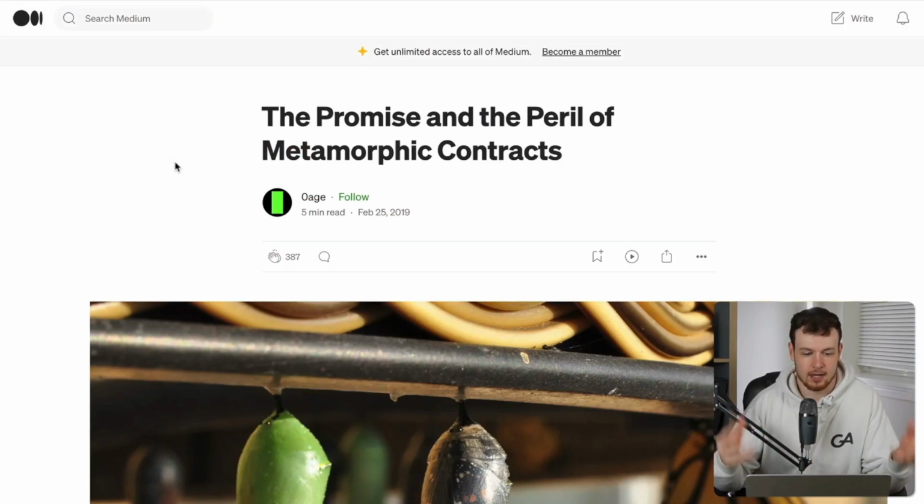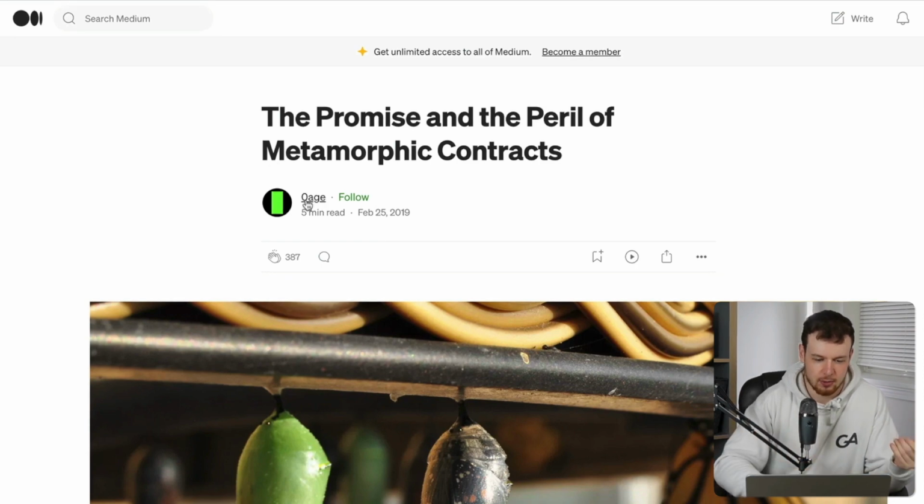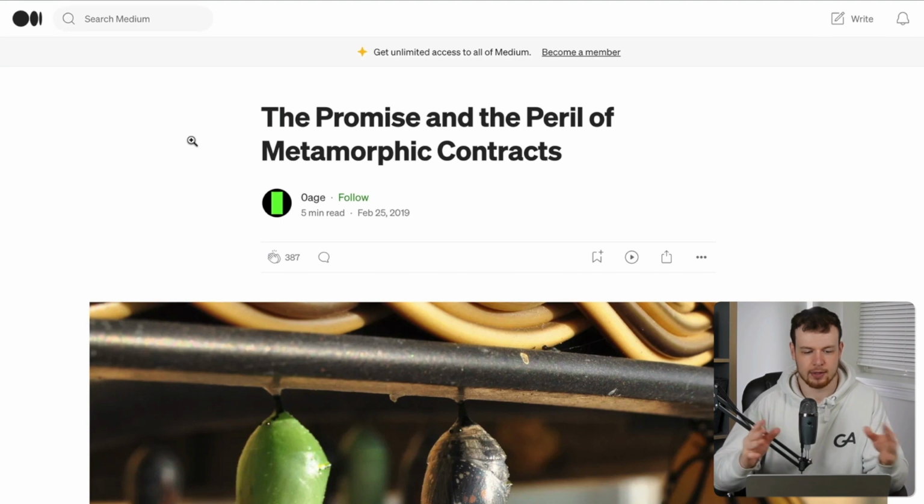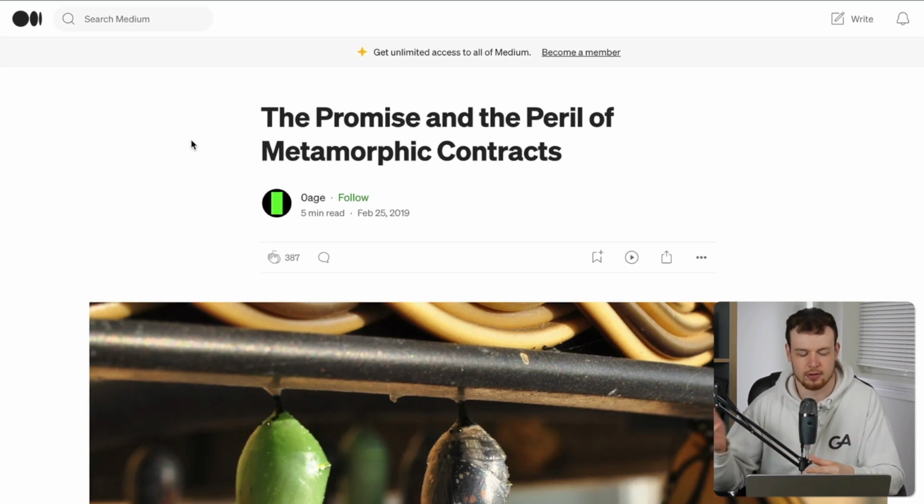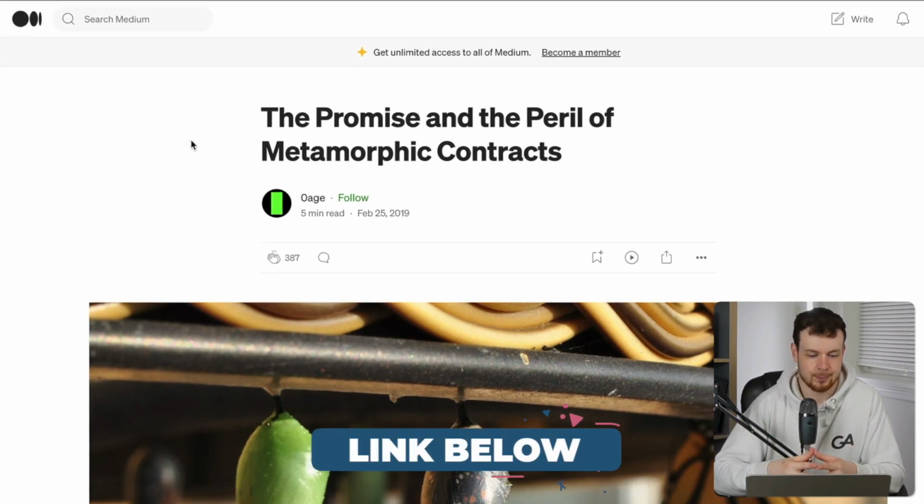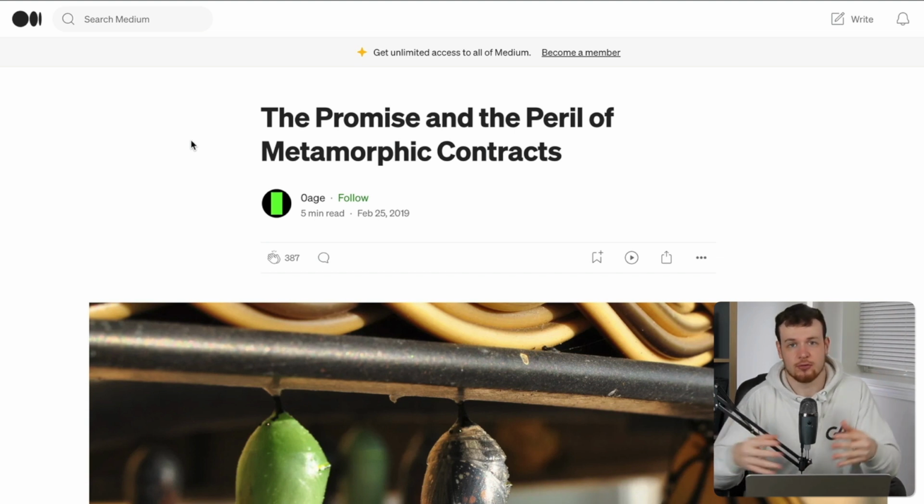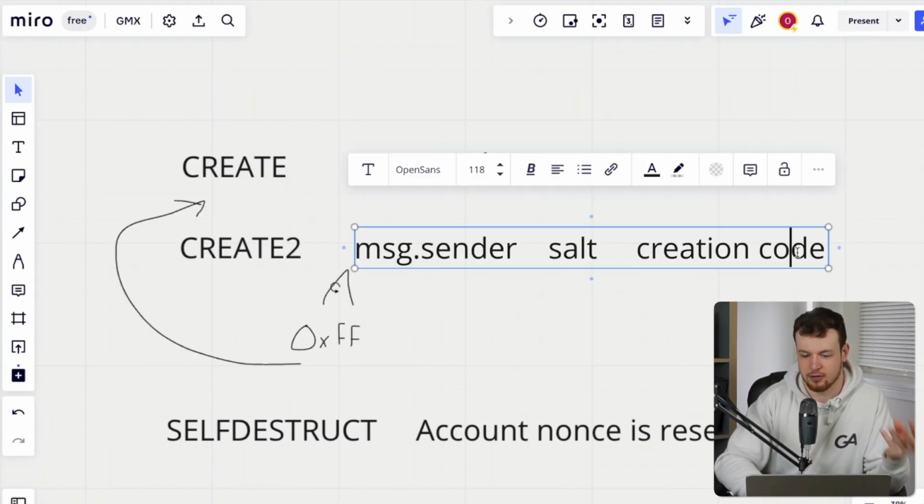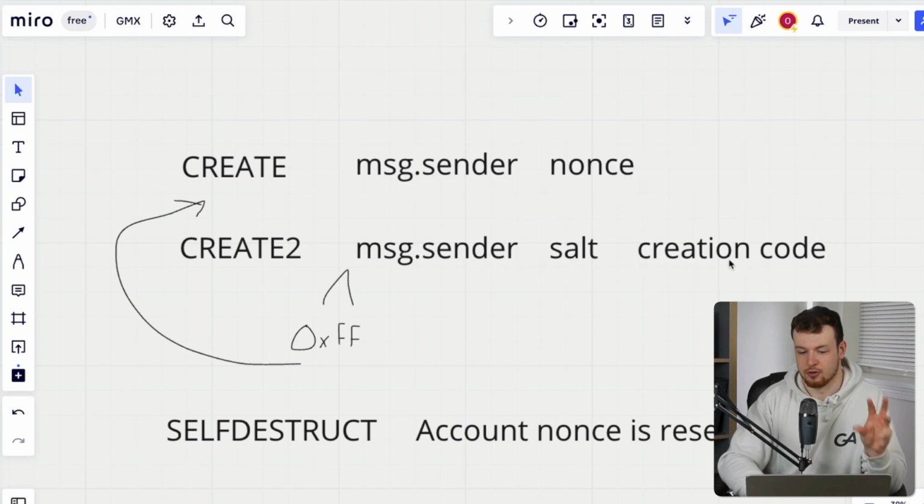And of course, there is a second way, and potentially other ways as well on top of this, that has been well documented by 0age here. He wrote an entire article on it, and I highly recommend that you go ahead and read this. We'll put it in the description below. But basically, this approach relies on the fact that Create2 depends on the creation code, the salt, and the message sender, but mainly, the interesting part here is the creation code.